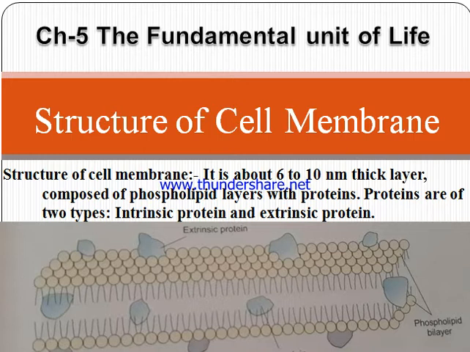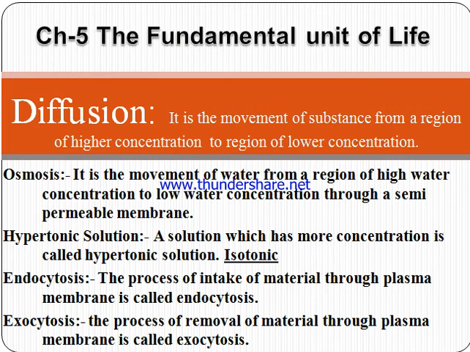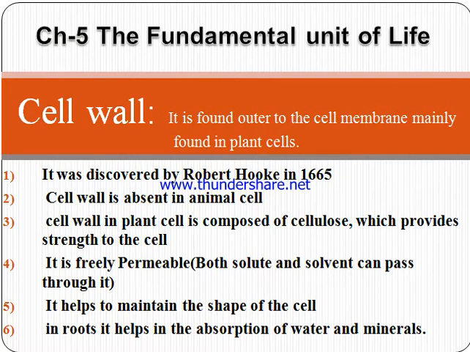We have discussed the structure of the cell membrane. It is about 6 to 10 nanometers thick, composed of phospholipids, with two types of proteins: one is the extrinsic protein and the other is the intrinsic protein. Next we discussed osmosis. It is the movement of water from a region of high concentration to low concentration through a semi-permeable membrane.